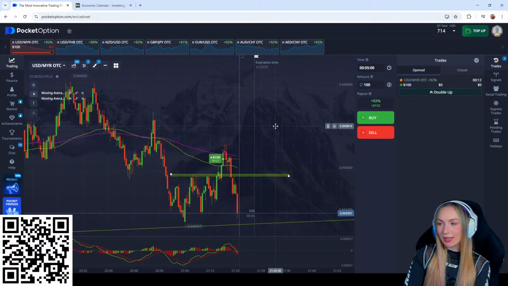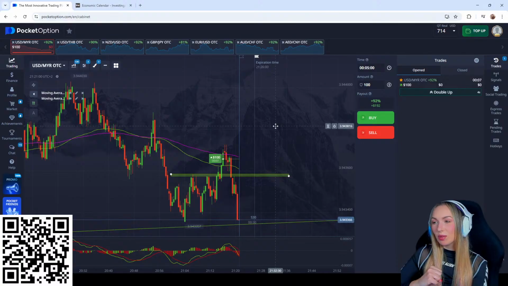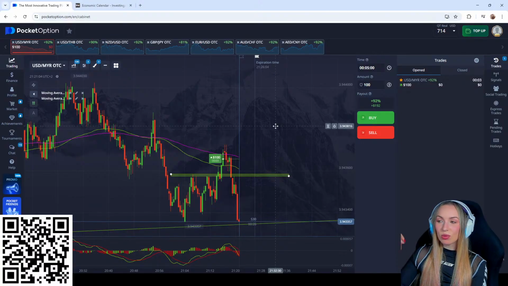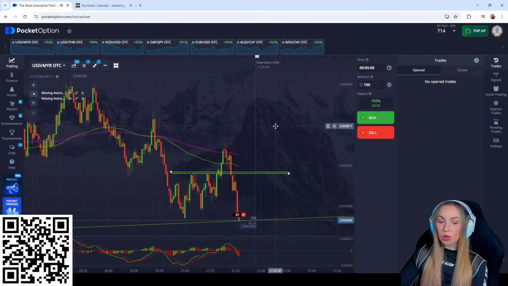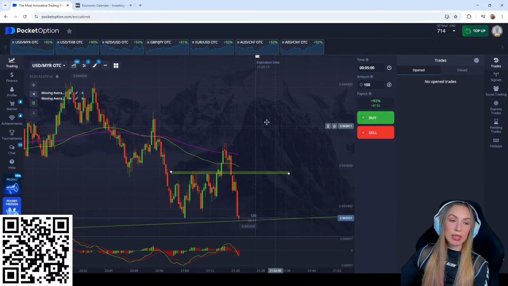Okay, guys. Fortunately, the last trade wasn't profitable, but still, we managed to, from 500 euros, to increase the deposit till 700 euros, so $214 profit. That's not a bad result for today's stream.